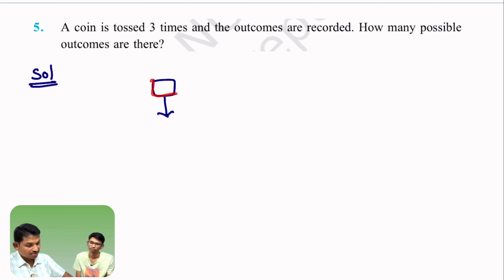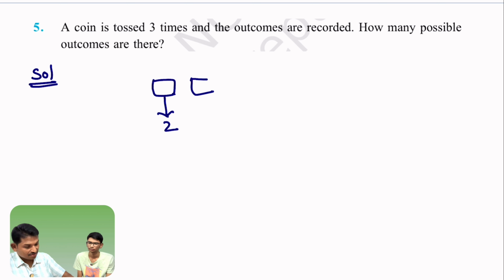When a coin is tossed first time, what are the possible outcomes? How many possible outcomes are there? When one coin is tossed, what are the total number of possible outcomes? 2 outcomes. What are those? Tails or heads. So, when a coin is tossed one time, it results 2 results. It results either head or tail. Total 2 results are possible. So, I'll write here 2.